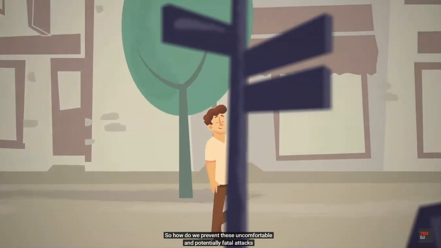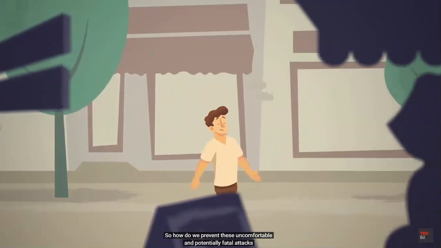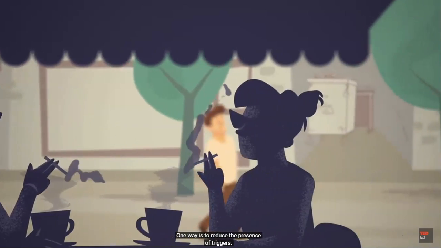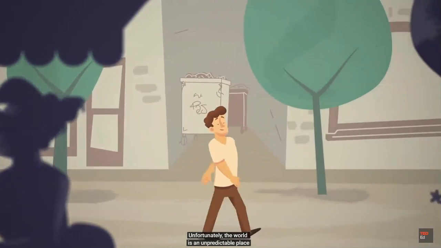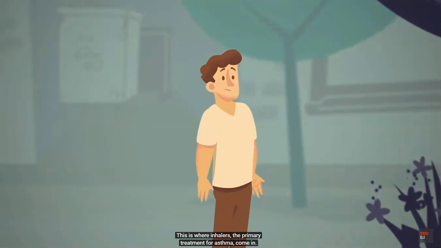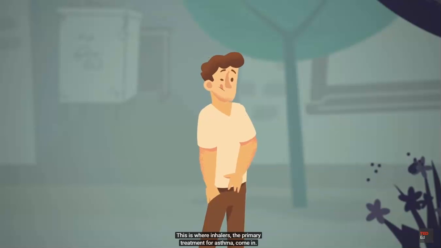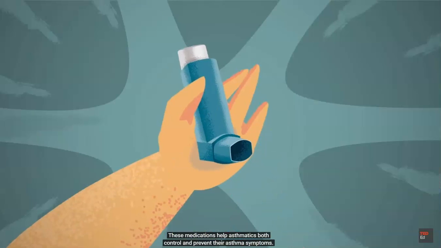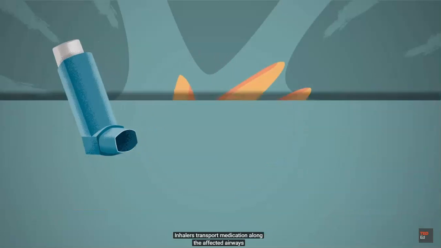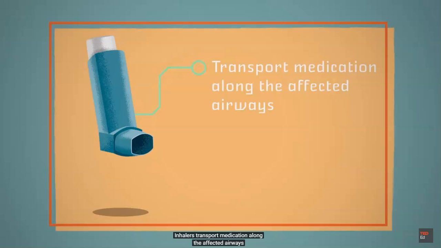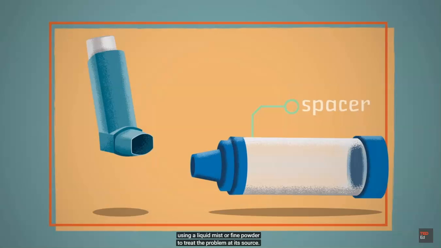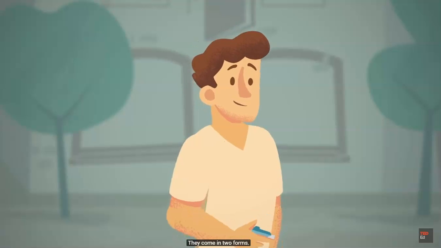So how do we prevent these uncomfortable and potentially fatal attacks in people who have asthma? One way is to reduce the presence of triggers. Unfortunately, the world is an unpredictable place, and exposure to triggers can't always be controlled. This is where inhalers, the primary treatment for asthma, come in. These medications help asthmatics both control and prevent their asthma symptoms. Inhalers transport medication along the affected airways, using a liquid mist or fine powder to treat the problem at its source. They come in two forms.